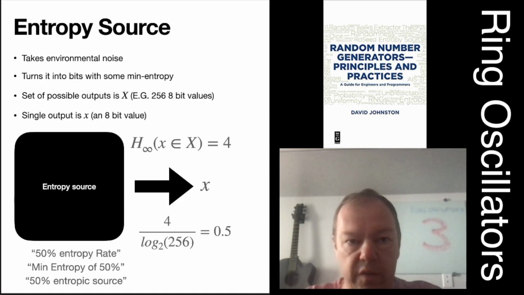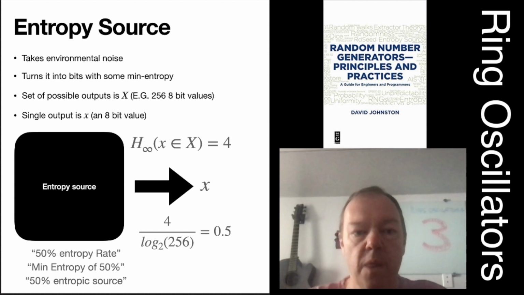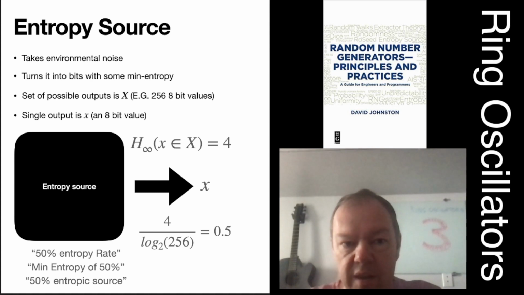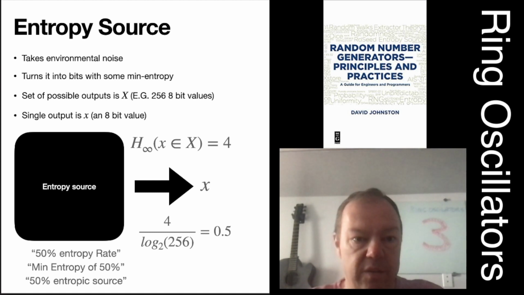So first let's look at some kind of definition of an entropy source. What do they do? They take environmental noise. That's physical noise, usually in electrical circuits, but it could be something like photon noise. So take a camera image, filter out the picture and just use the noise. It takes that noise and turns it into bits with some amount of defined min entropy.